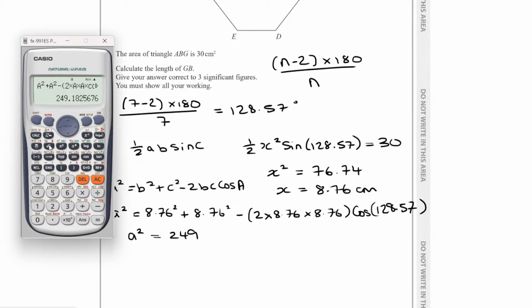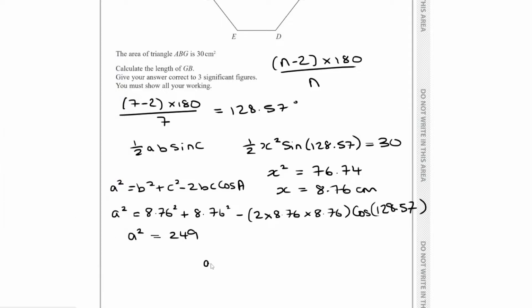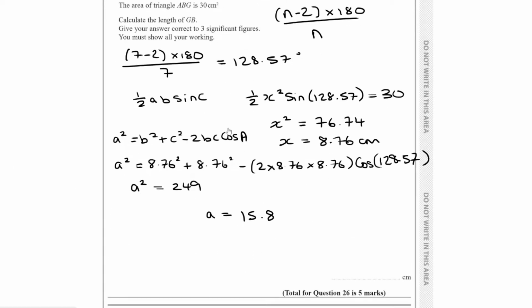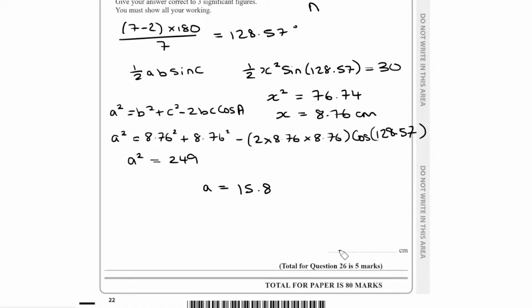And then I'm going to square root my answer, 15.78. Now, they've said to 3 significant figures. Now, because this is the final bit, then yes, I am going to just round it now. So 15.8 would be 3 significant figures, wouldn't it? So technically A is 15.8, but that was obviously the GB, wasn't it? The actual, like this line here. So yeah, 15.8 there.